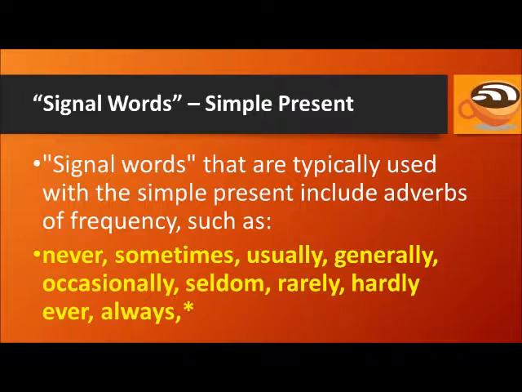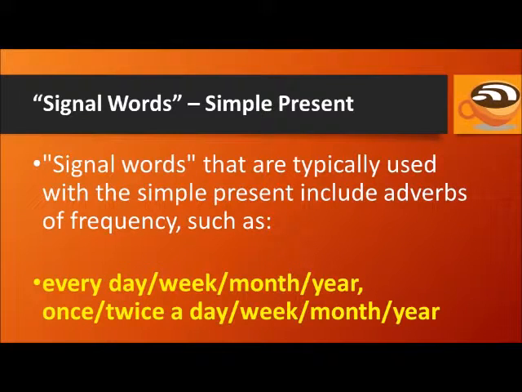Signal words that are typically used with the simple present include adverbs of frequency, such as never, sometimes, usually, generally, occasionally, seldom, rarely, hardly ever, and always. There is an exception with the word always, which you will learn in the special cases part of this lesson. And every day, every week, every month, every year, as well as once or twice a day, week, month, or year. These are all signal words that are typically used with the simple present.